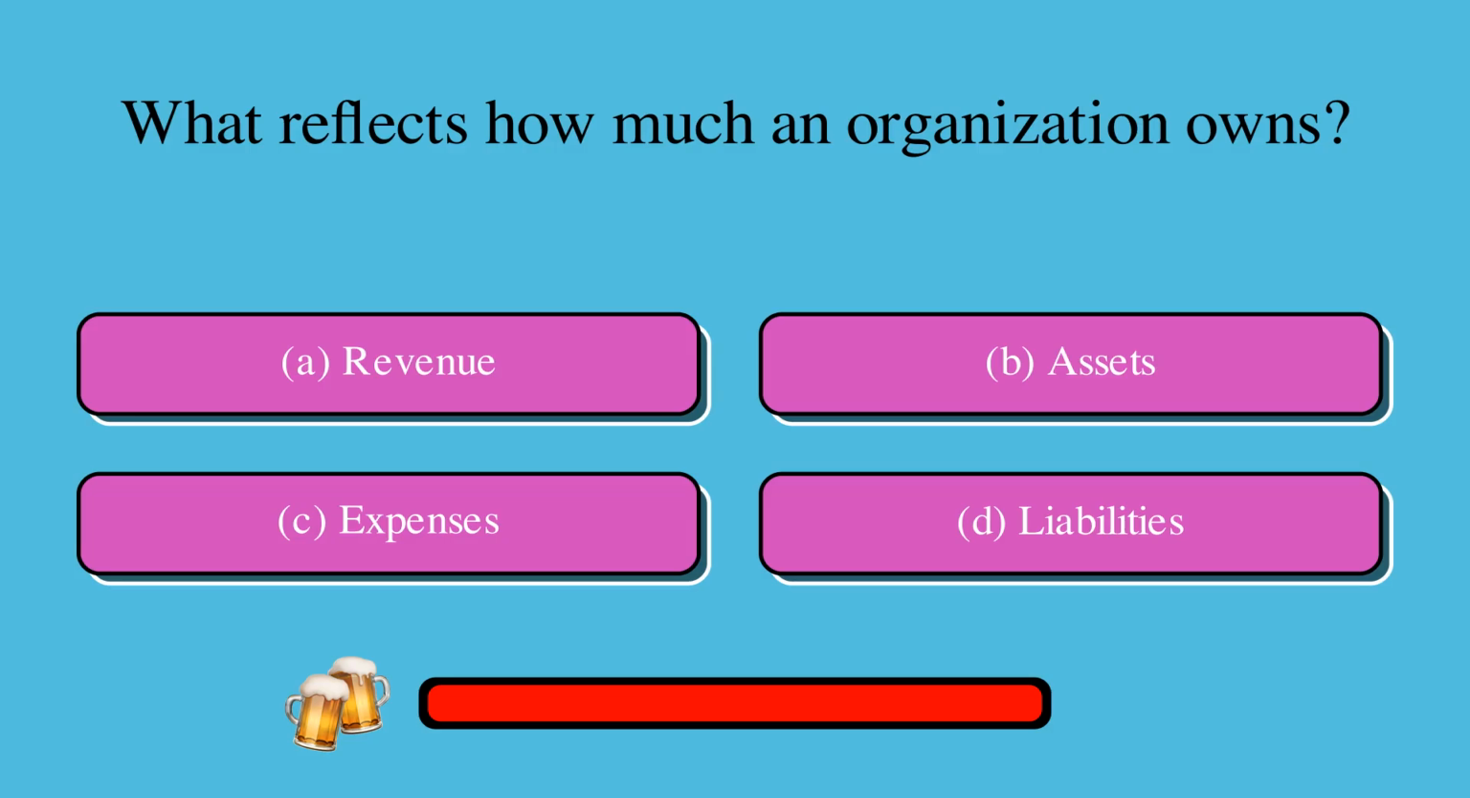What reflects how much an organization owns? Is it A. revenue, B. assets, C. expenses, or D. liabilities? The correct answer is B. assets.